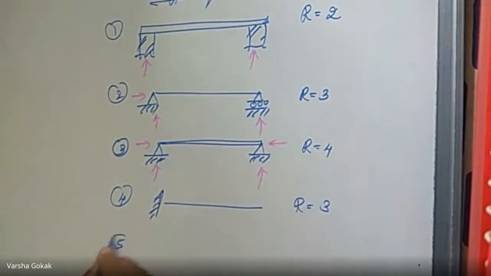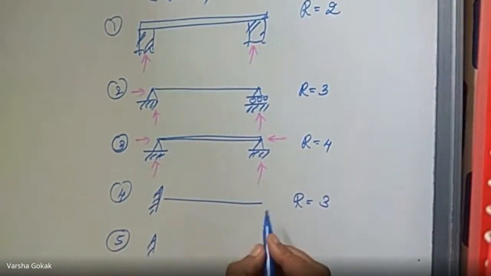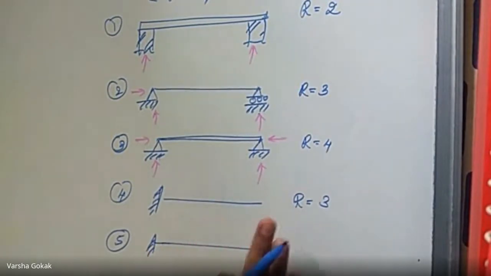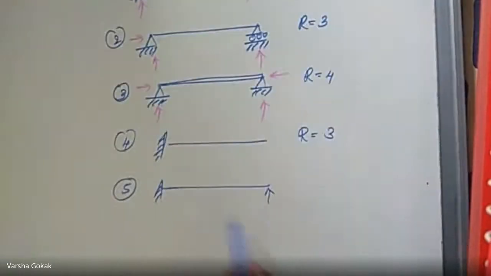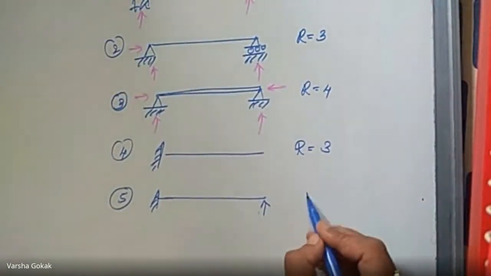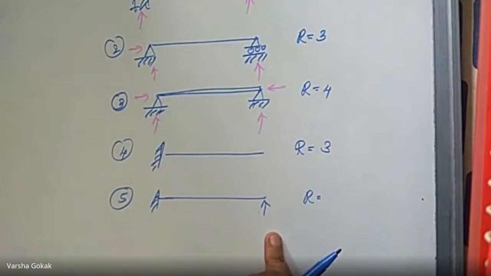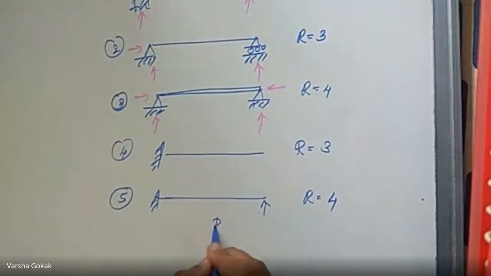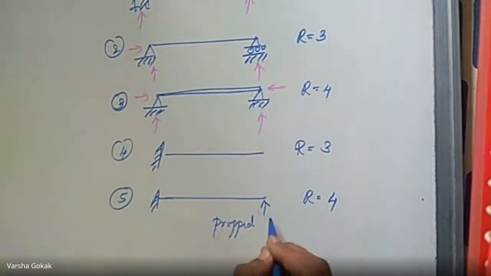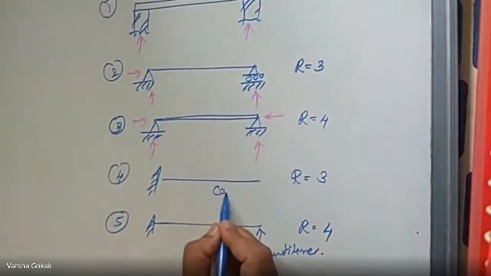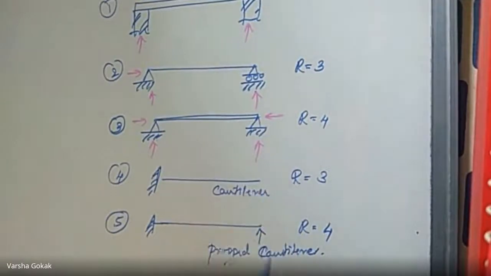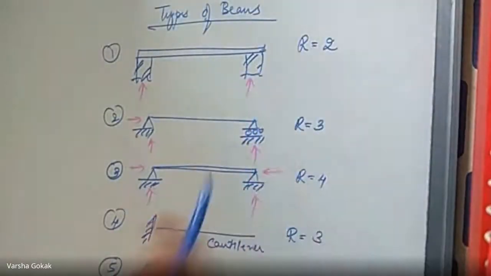The same cantilever, if at the free end I provide a simple support. Now, this is a cantilever beam, so at the end I will provide a simple support like this. So what is the total number of reactions here now? 4. So this is called a propped cantilever. It is also a cantilever only, but it is called a propped cantilever. This is a simple cantilever. And these names are based on the supports.